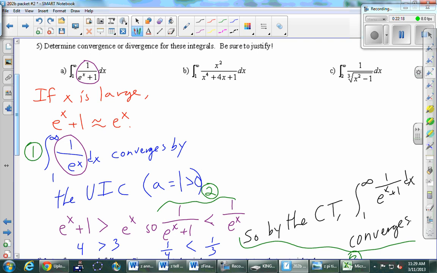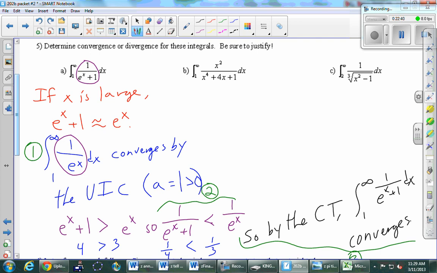Let's take a look at part B. Integral 1 to infinity, x squared over x to the fourth plus 4x plus 1 dx. I have no idea how to find an antiderivative. I'd be surprised if a simple antiderivative existed. Maybe it does. I don't know how to find it, so let's ignore the stuff that we don't care about.